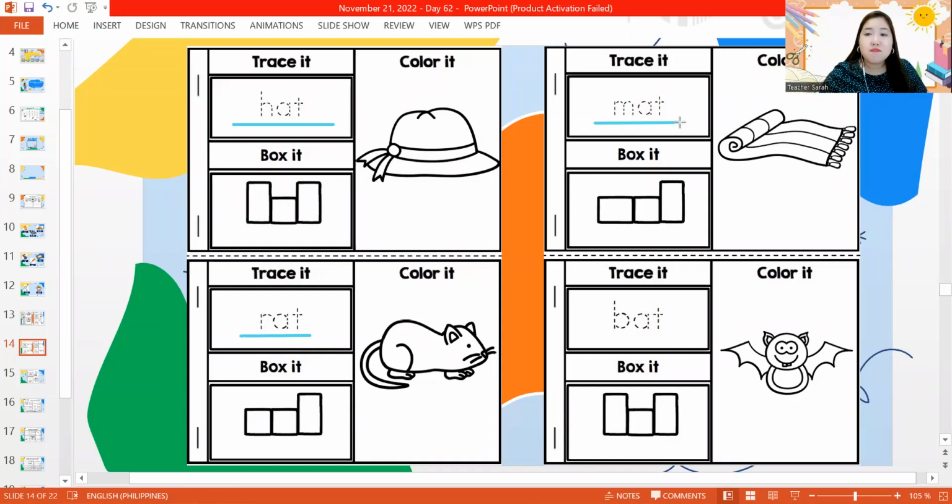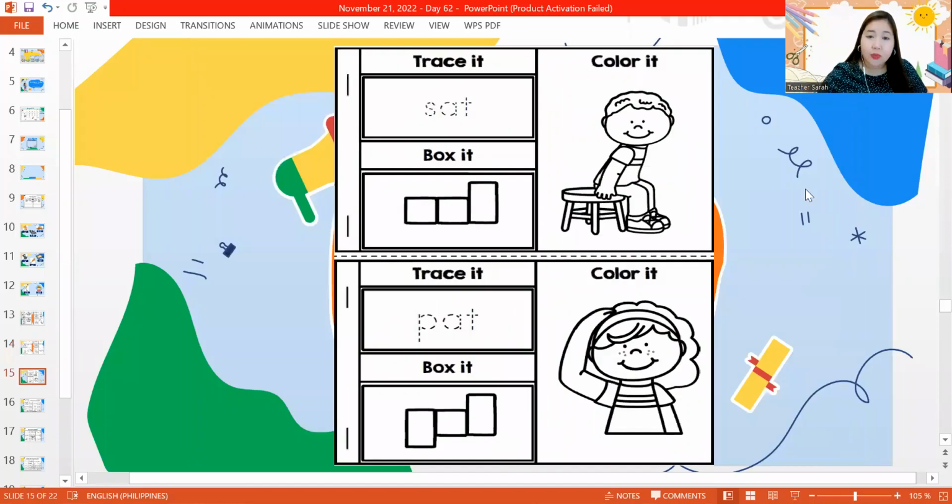Next we have m, at, the word is mat. B, at, the word is bat. And lastly, we have this one. This is s, at, the word is sat, and p, at, the word is pat. So you can pause the video again so you can finish your work.